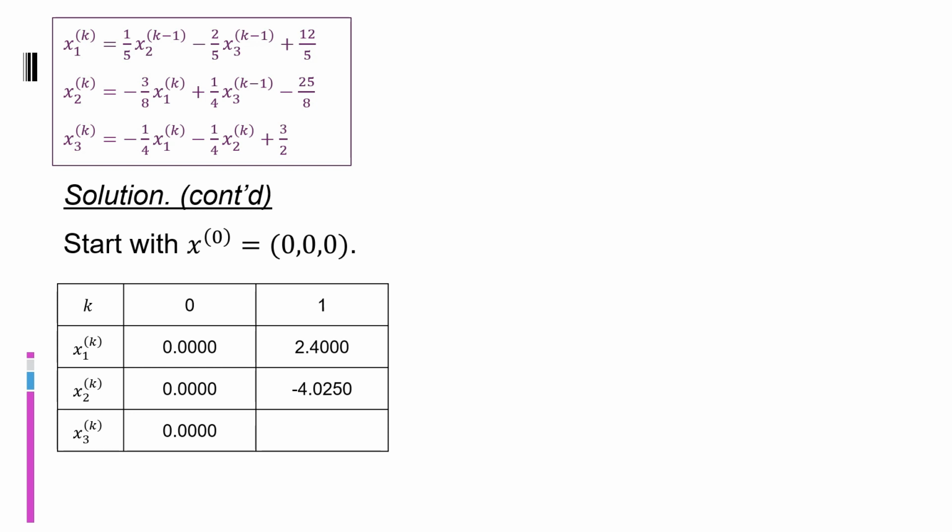And for x sub 3, so again, dito, yung new values ang gagamitin. So, ito yung gagamitin for x sub 1. Ito yung gagamitin for x sub 2. So, x sub 3 now equals negative 1/4 times 2.4 minus 1/4 times negative 4.0250 plus 3/2. And kapag kinumpute natin yan, we will get 1.9063.